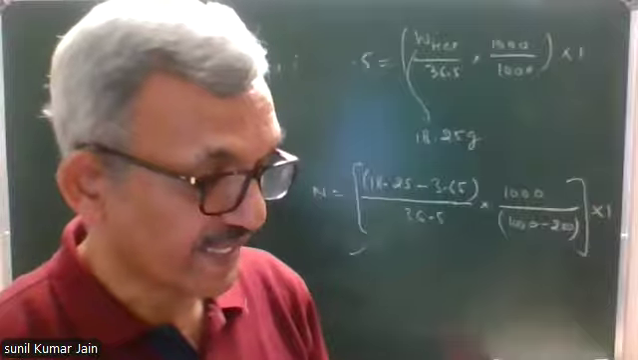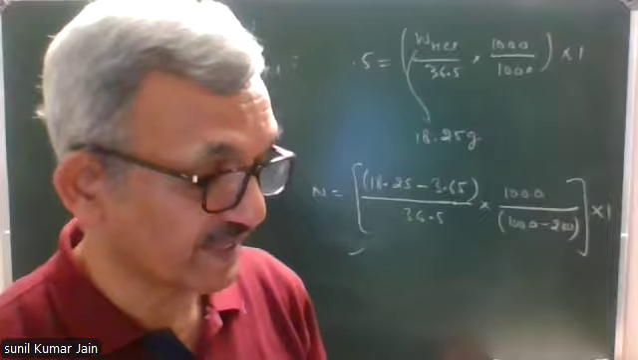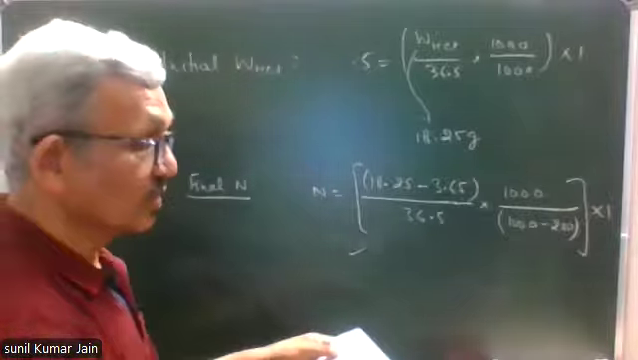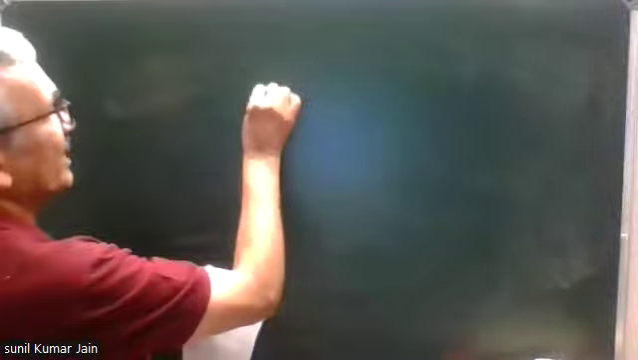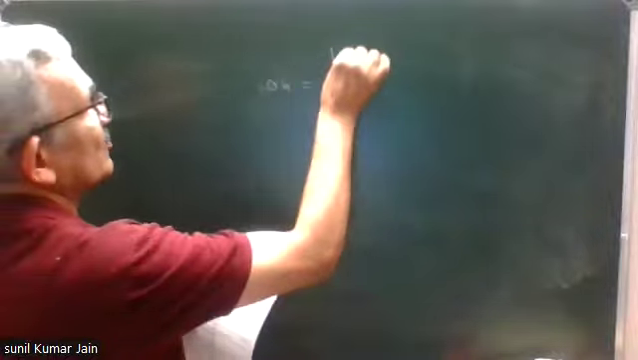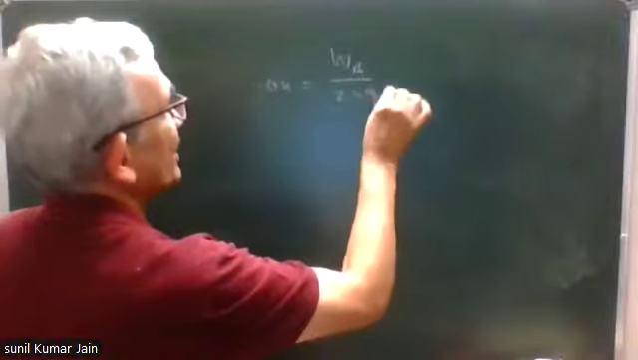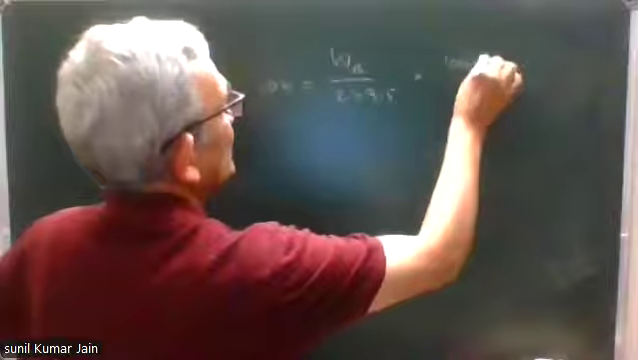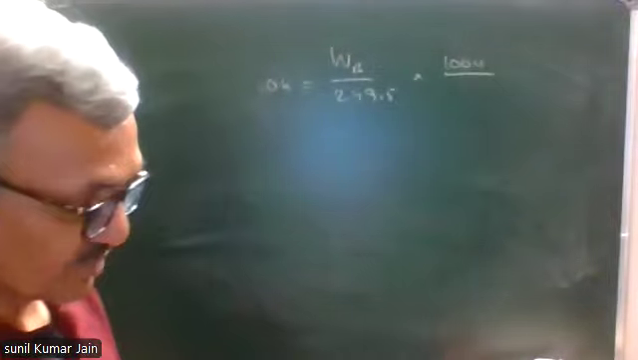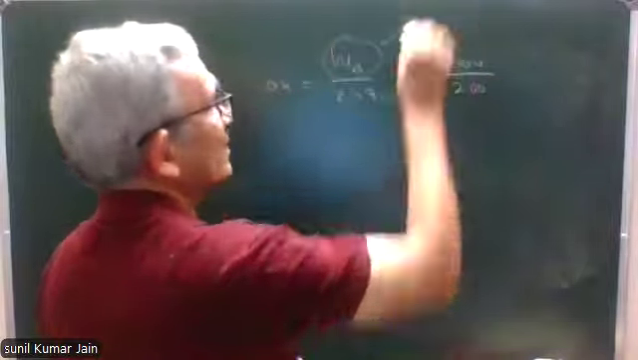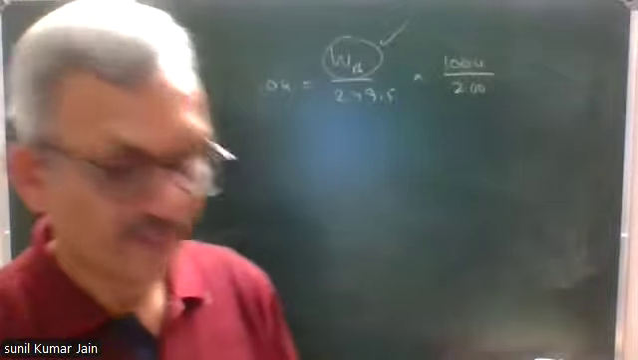Second numerical. Calculate the mass of copper sulfate pentahydrate required to prepare 200 cc of 0.04 molar solution. Very, very simple numerical. Molarity 0.04 is equal to weight of solute that we have to calculate, divided by molecular weight, given 249.5, into 1000 divided by volume of solution, 200. This will be your answer.